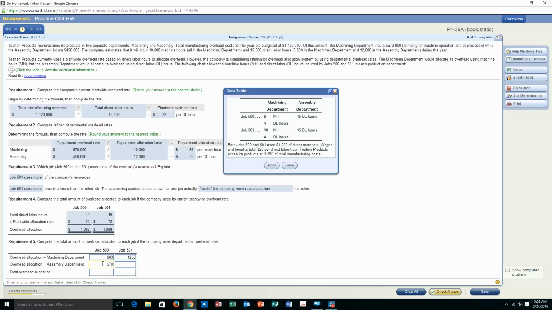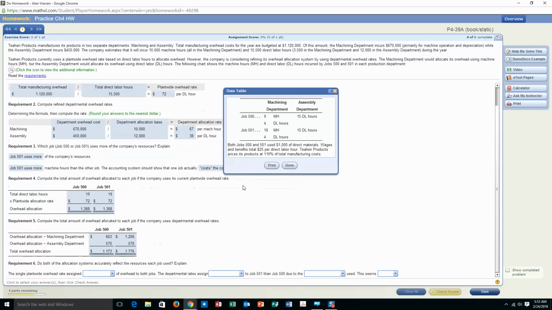$570 for the assembly department, and that's going to be $38 an hour times the 15 hours which they both used in the assembly department. Again, you look at your data table. We added these two together, 1,173, and then of course the very patriotic number of 1,776.